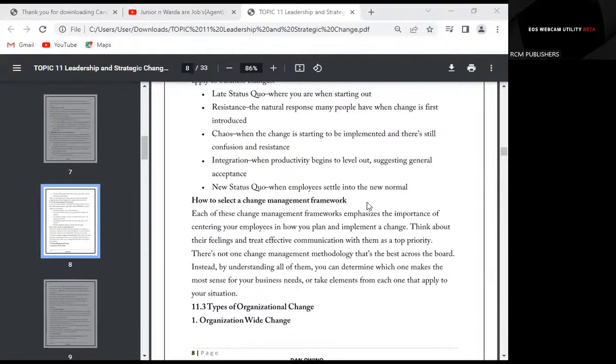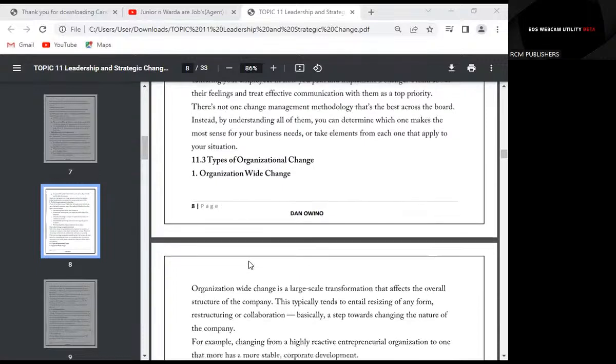On which model to be used, you can be advised by experts. They are management experts who can be brought on board during the process of introducing change, and they can help you to understand which is the right model to use within the context of your organization. So let's go to the types of organizational change.